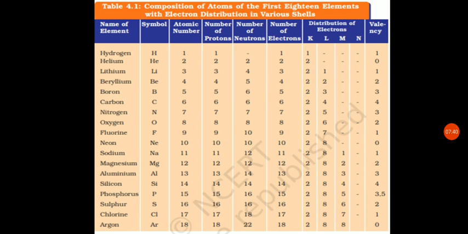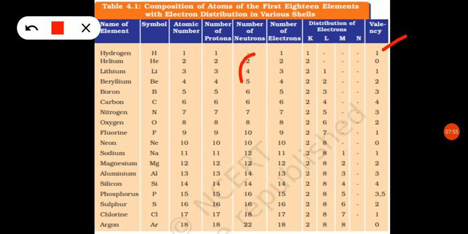So here the valency of different elements is given. If you take hydrogen, it has valency 1, and helium, the valency is 0. Why? Because if you take the structure of helium, it has 2 electrons. Okay, so it has already reached stability. That is, the maximum number of electrons to be filled in the first orbit is 2 only. So the valency will become 0.